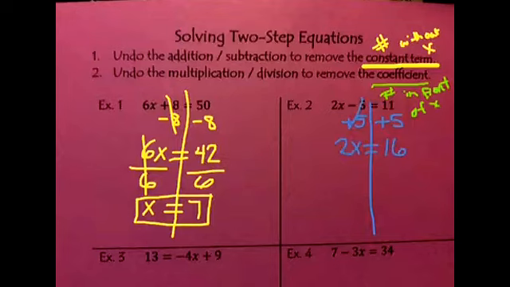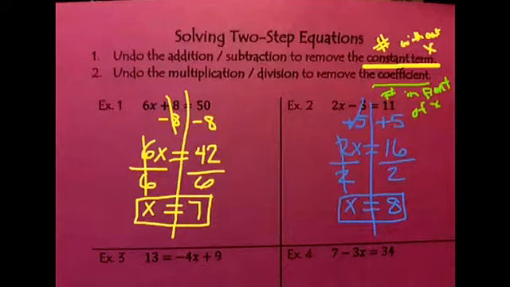That 2 is attached by multiplication. It's a coefficient of the x. So to get it, I need to divide by 2 on both sides. So 2 divided by 2 is going to be 1, which leaves me with 1x equals 16 divided by 2, which is 8. So x equals 8 is our solution.